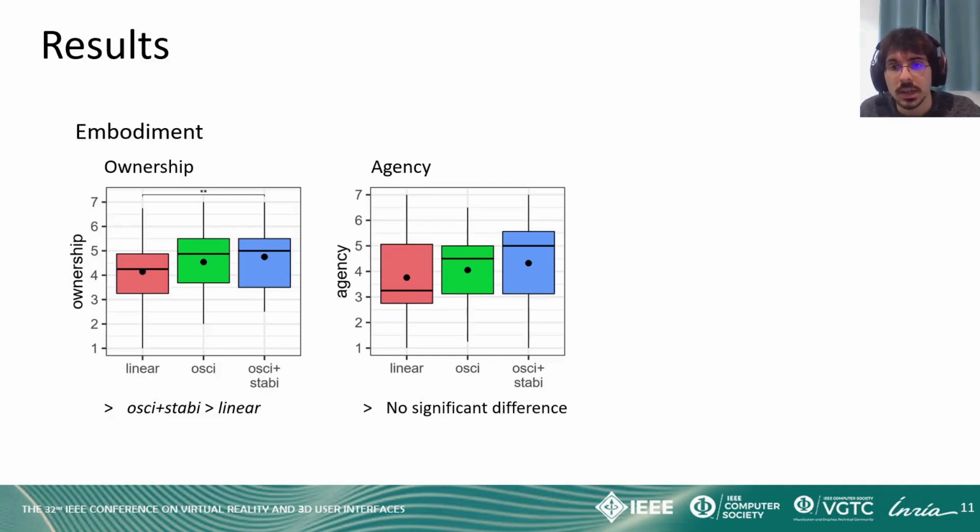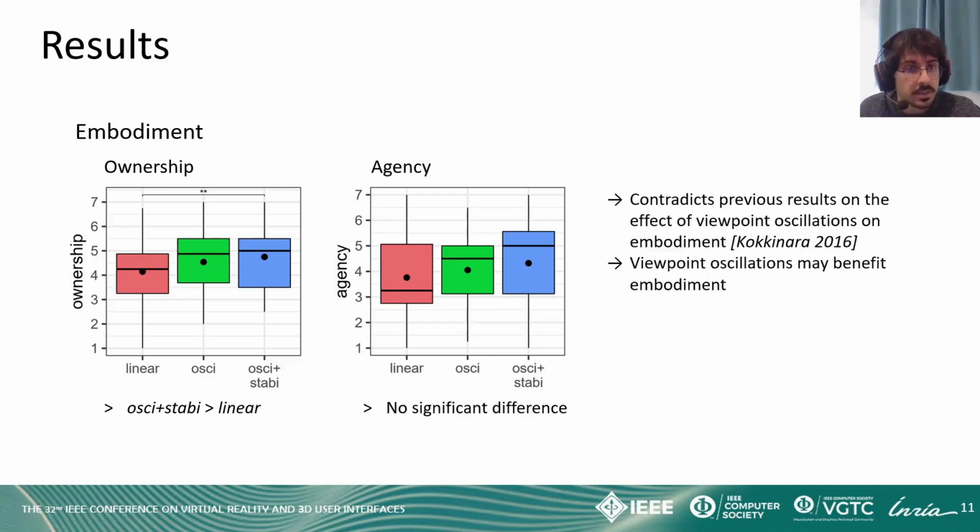Concerning embodiment, we identified an increase in ownership in the stabilized condition compared to the linear condition, and we found no significant difference in agency. This actually contradicts previous results on the effects of viewpoint oscillations on embodiment, as the only study that was conducted on the topic found a decreased agency and no effect on ownership. So this is clearly not the case in our study, and the results of our study actually show that viewpoint oscillations may be beneficial for embodiment. So in our paper, we discuss the reasons that may account for these different results.